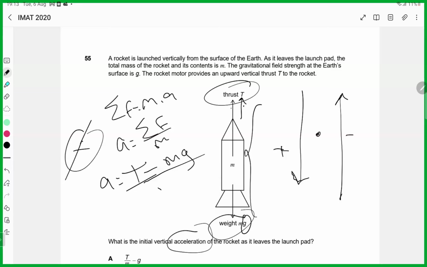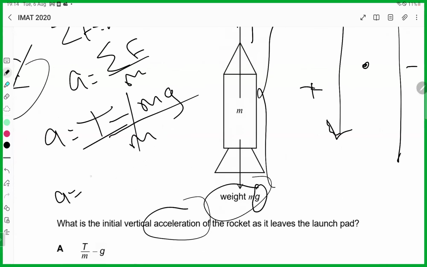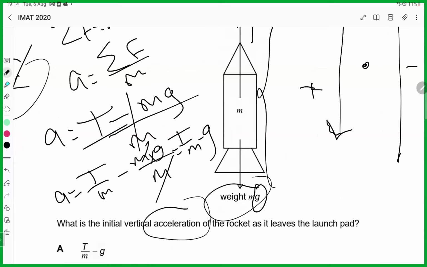Now we just divide, and we enter the m under both. A equals T over m minus mg over m. Here we have m times g over m, so we can eliminate the m. It equals T over m minus g. So it's a.